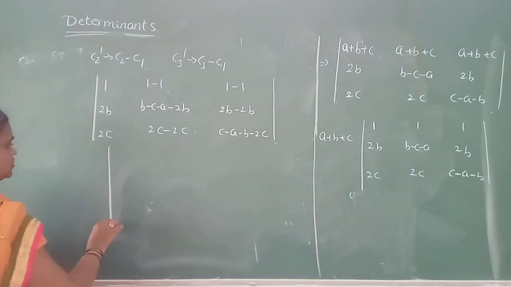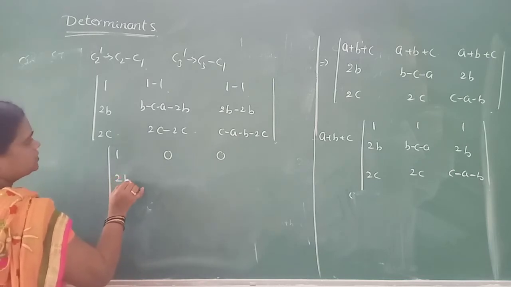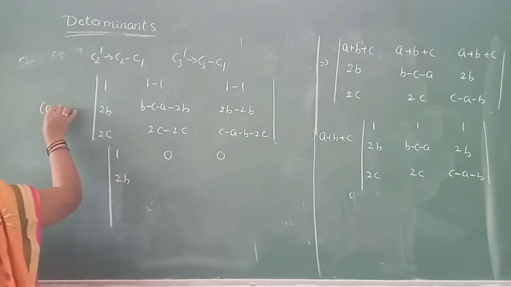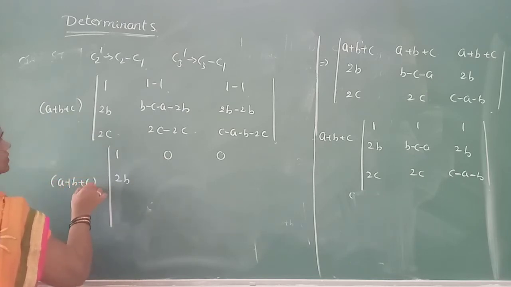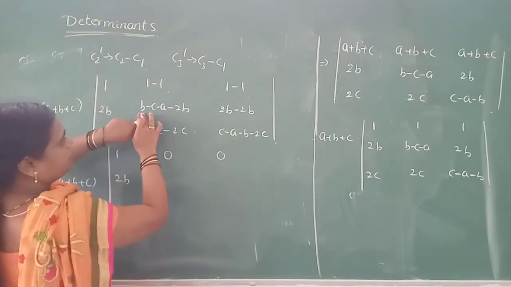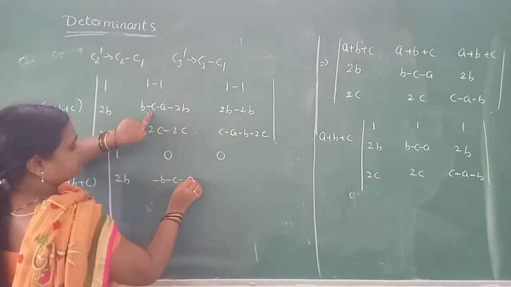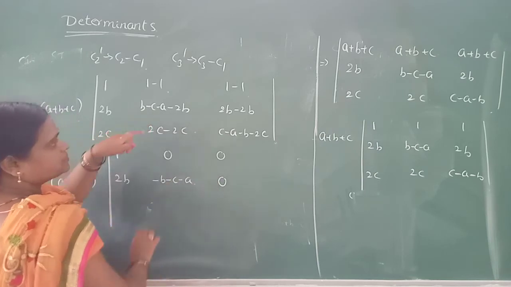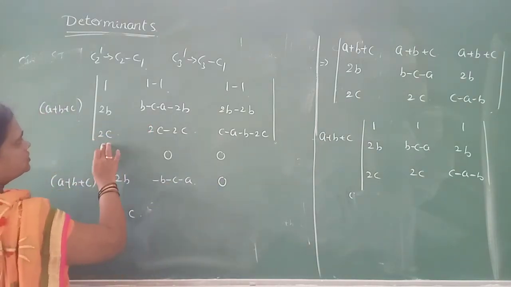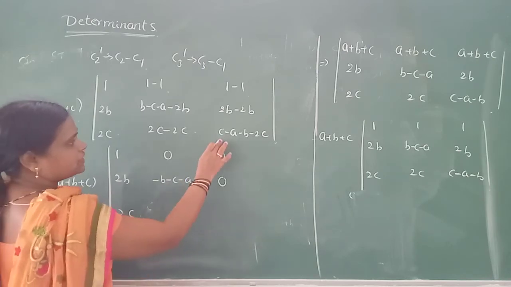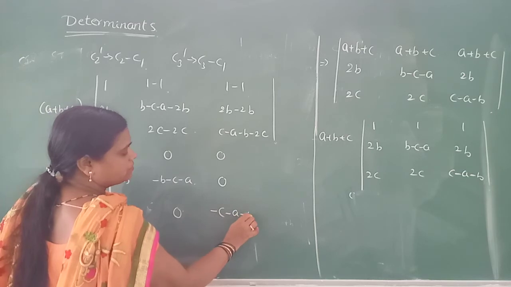We get 1, 0, 0. 2B. Which one is common here? A plus B plus C. A plus B plus C. And this is C. B minus 2B, what is it? Minus B minus C minus C. 2B minus 2B, 0. 2C as it is. This is 2C minus 2C, 0. And this is C minus 2C, what is it? Minus C minus A minus C.